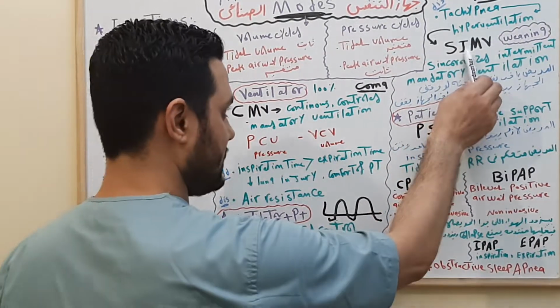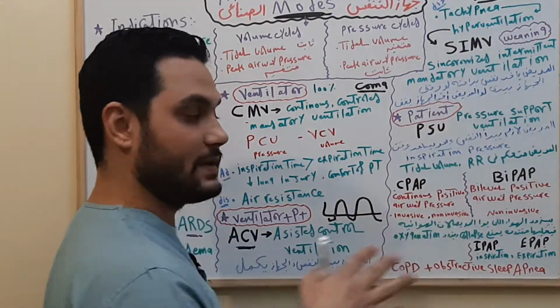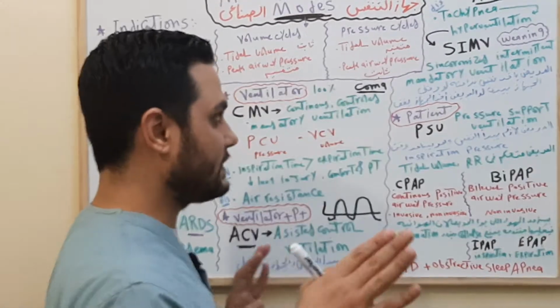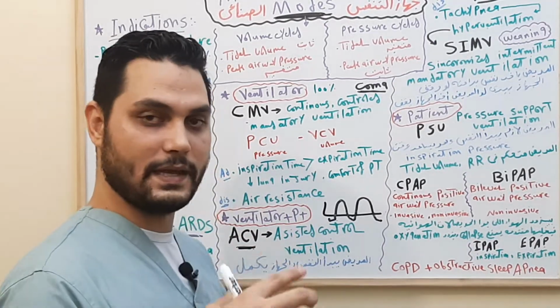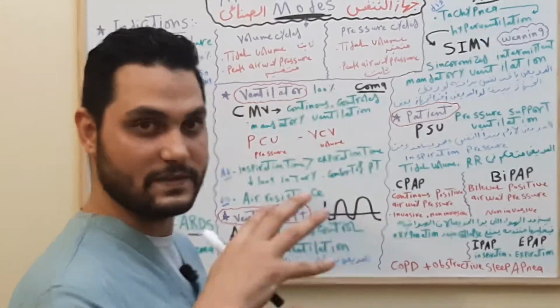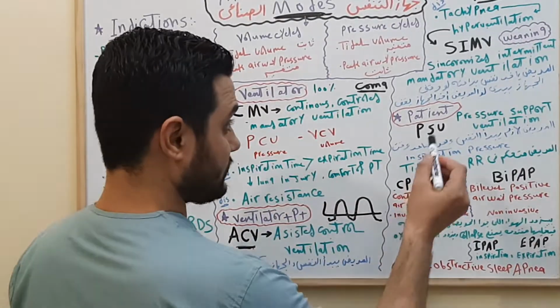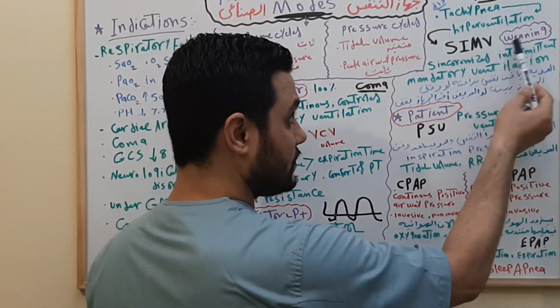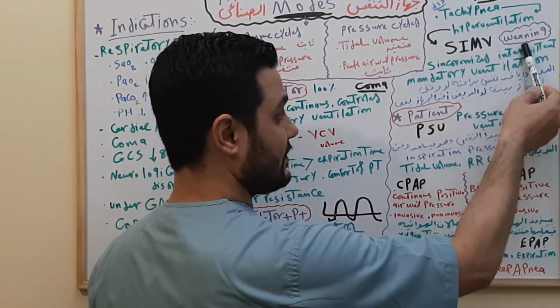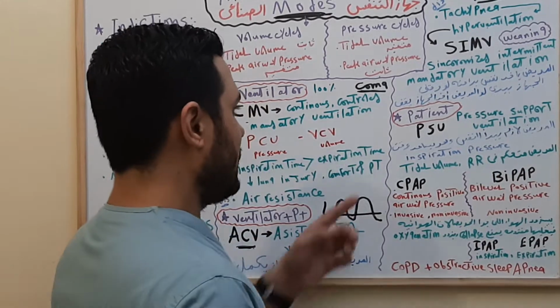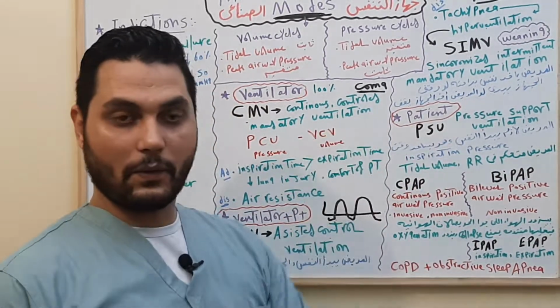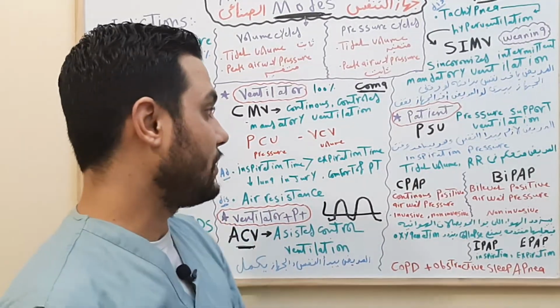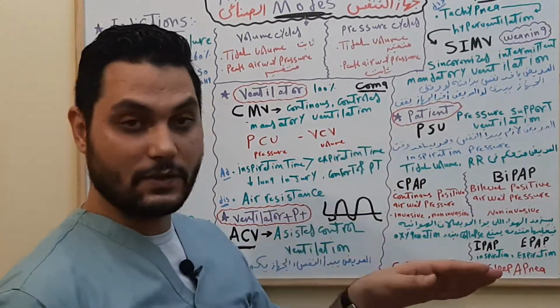So in SIMV, the ventilator lets the patient take his breath alone. It doesn't support. But when the patient has apnea or stops breathing, at this time the ventilator gives the patient a breath. Okay. This is the best mode for weaning, because it lets the patient take his own breath. Okay. After that, the patient is the one who has control of the mechanical ventilator. So here the ventilator doesn't do anything.